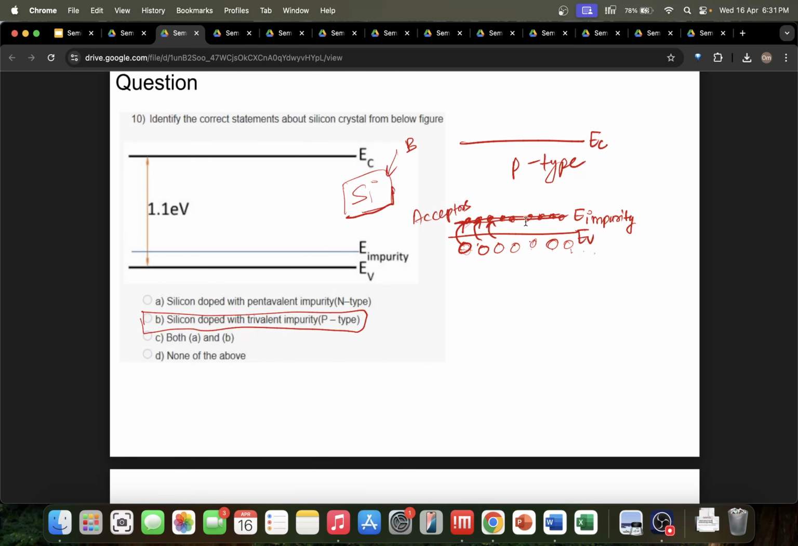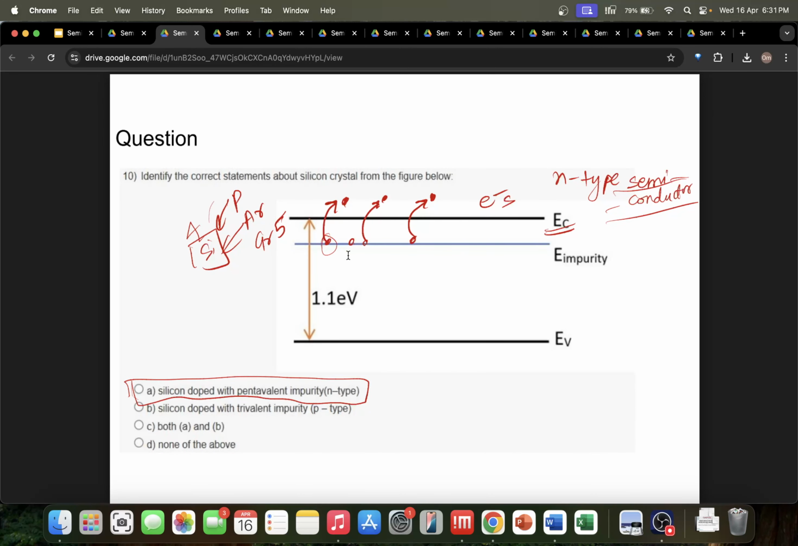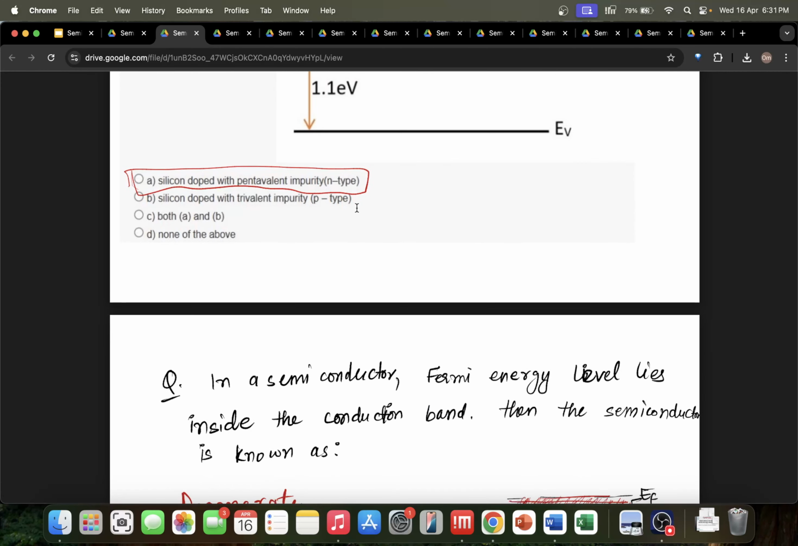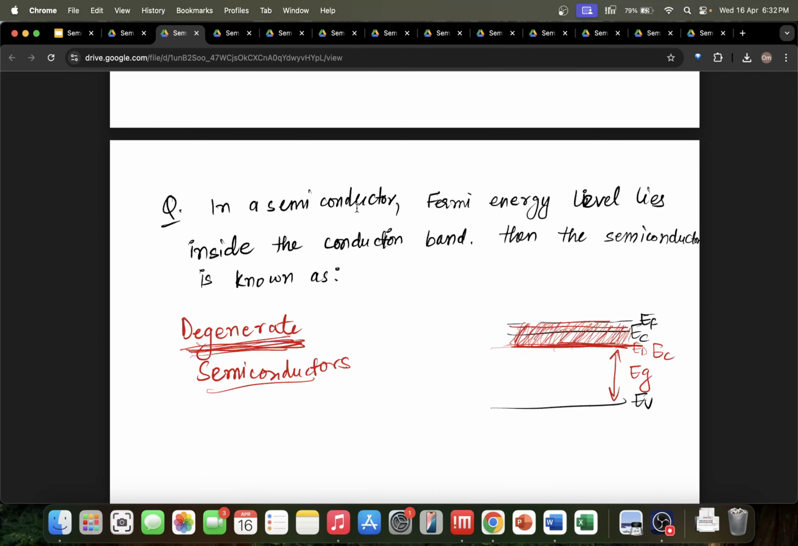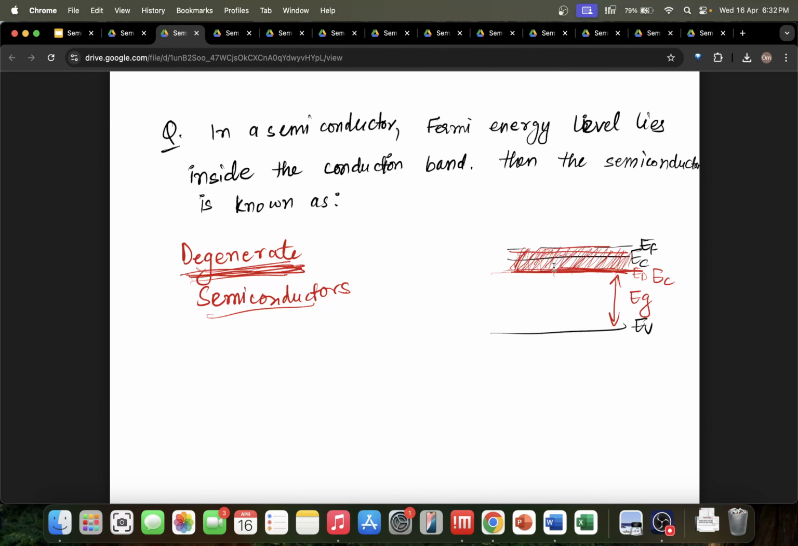We also discussed the impurity levels, that is the acceptor or donor levels. This is the donor level, where it donates electrons to the conduction band. That is how we get the electrons from the pentavalent dopants in N-type semiconductors. We briefly discussed degenerate semiconductors, which are so highly doped that the Fermi level lies above EC.